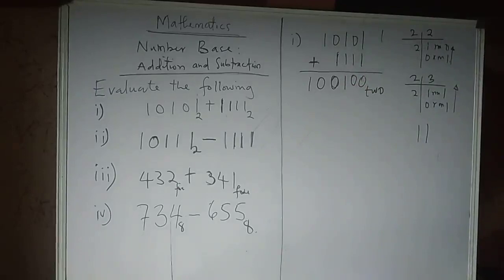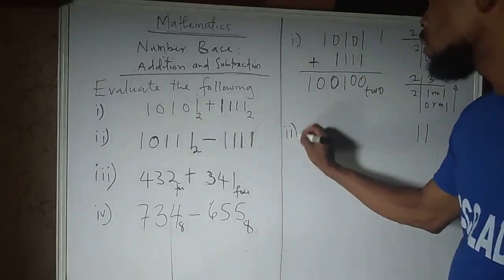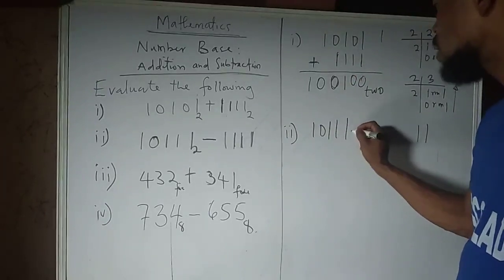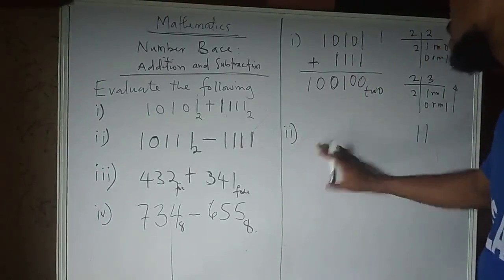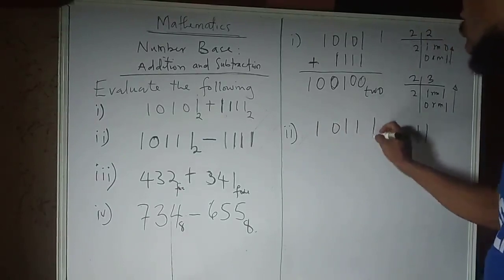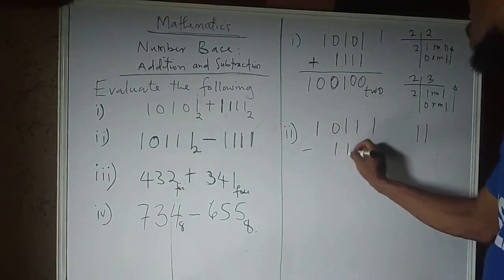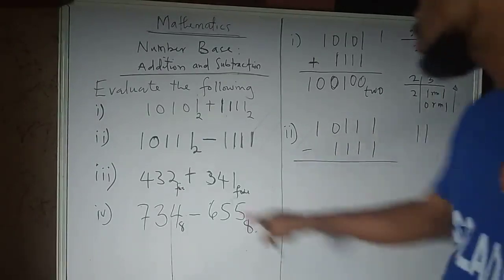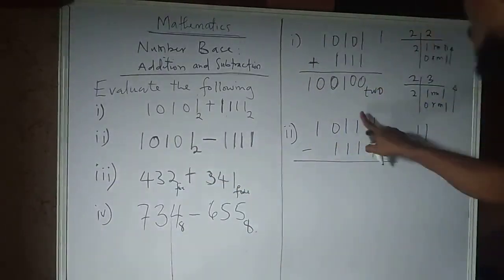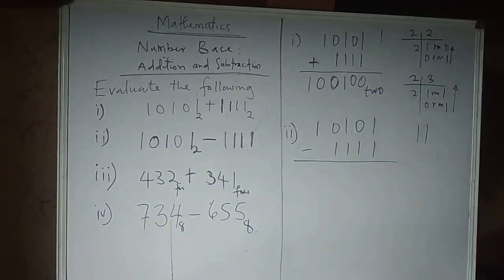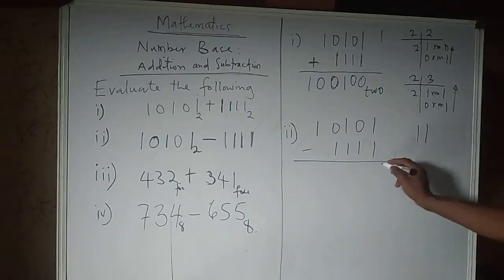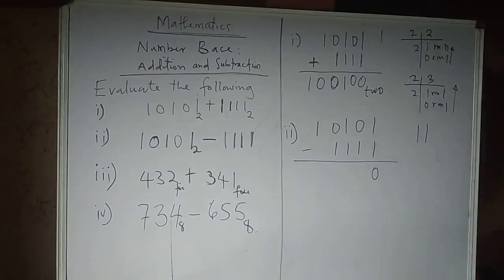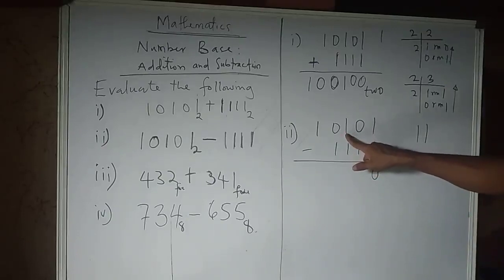Let's do the subtraction now, where we have 10111 minus 1111. Okay, so I'm going to have to make this 0 so that I will be able to pass what I want to communicate. Now, 1 minus 1 is 0, right? Then 0 minus 1, can we do that? No, it can't work. So we are going to borrow from the neighbor.